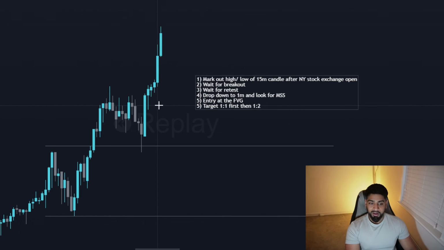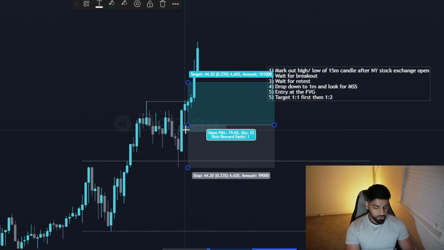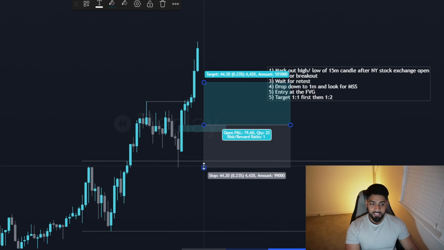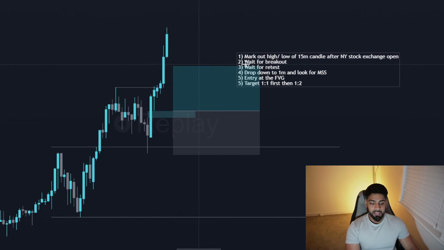Once we've got that breakout to the upside, we now identify the fair value gap, which gave us that breakout to the upside. So just like that. And now all we're simply going to do is take our entry at the fair value gap, which gave us that nice break to the upside. We're going to put our stop loss just below the low, and we're simply going to target a 1 to 1, the lowest hanging fruit.